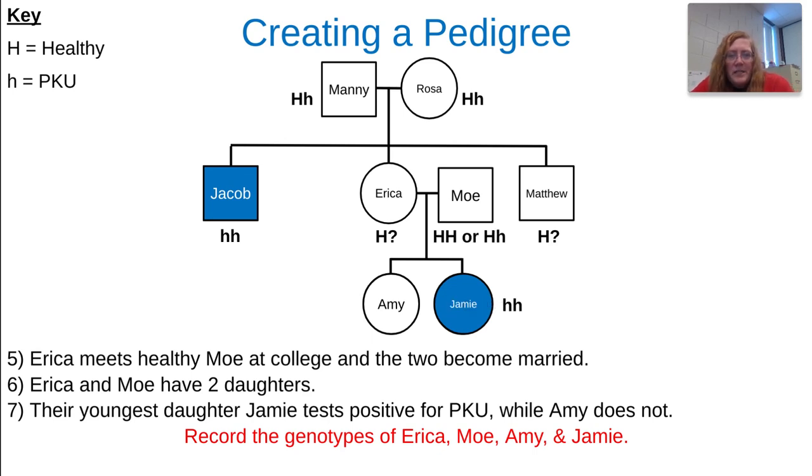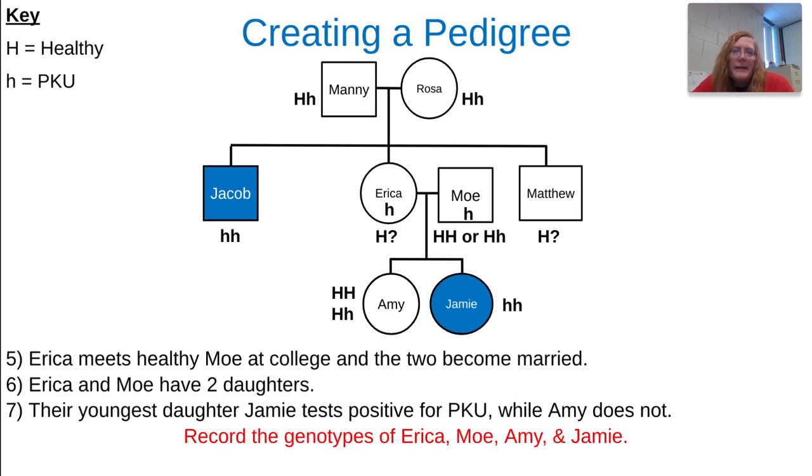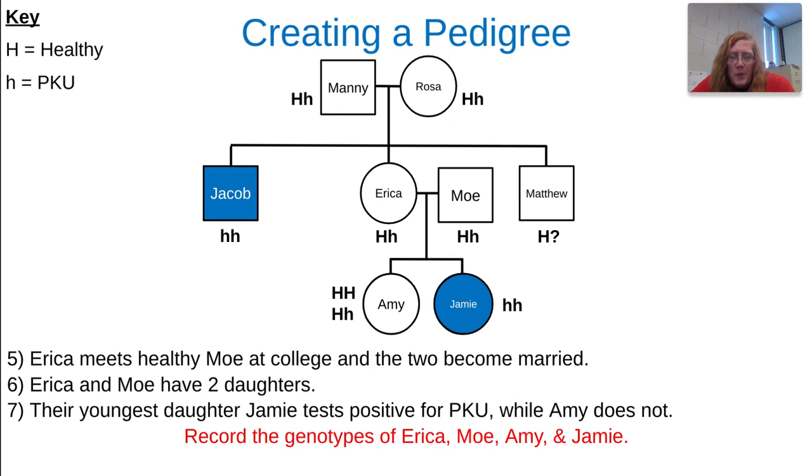So we know automatically Jamie's little h, little h. Well, same question that we've seen before. We know automatically that Erica and Mo both have to carry the small h. We can cross out that big H, big H. We now can replace that question mark under Erica with a little h. And we know Mo is also big H, little h. So these guys, the big H, little h's, sometimes we call them carriers because we don't know by looking at them that they are carrying something.